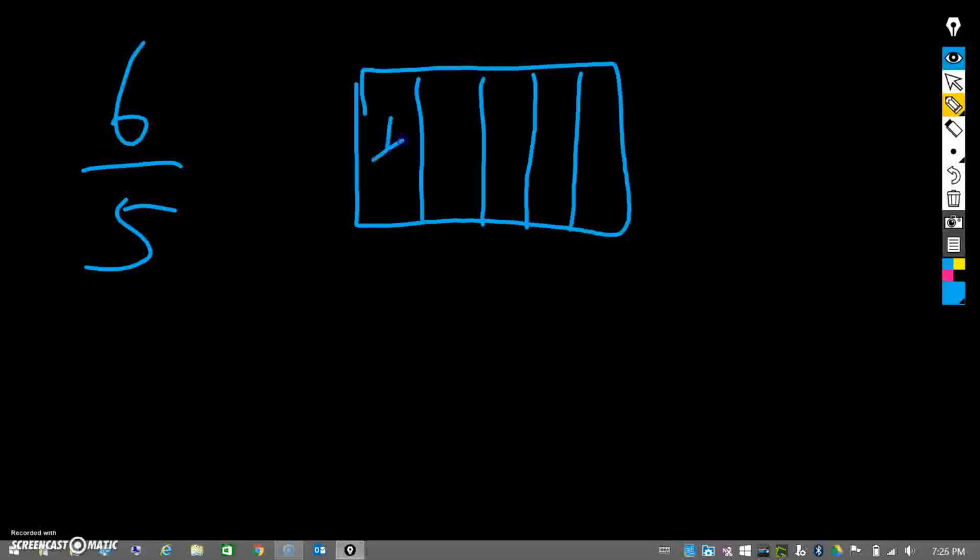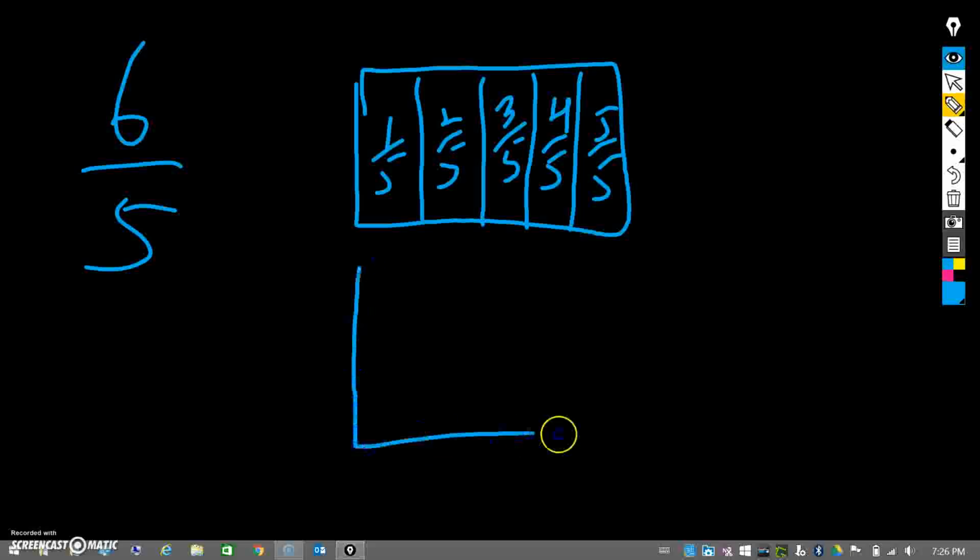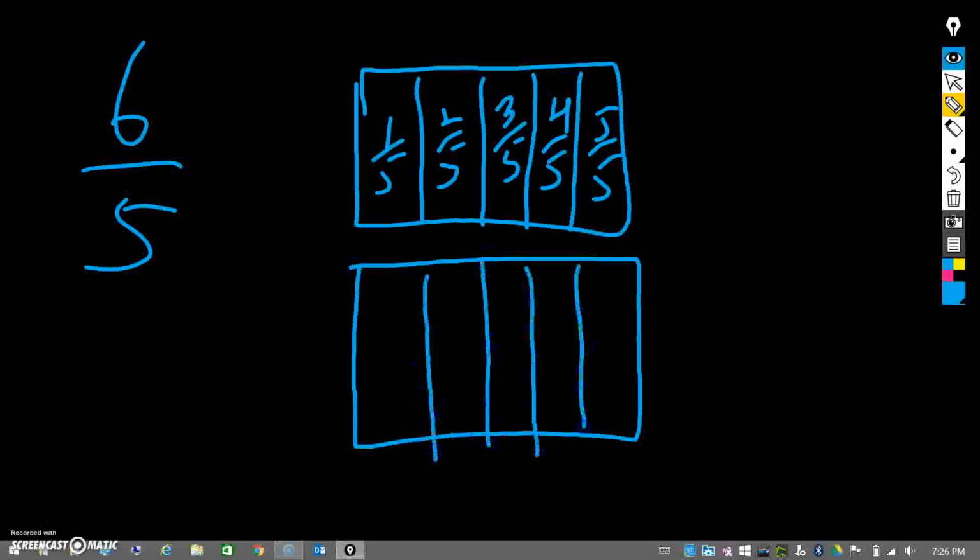So here's 1/5, 2/5, 3/5, 4/5, and 5/5. And unfortunately, we need more fifths. So we draw another piece like this, and we divide it into fifths, just like that. And the next one is 6/5. So we don't need to do anything with these others because they're not part of our fraction. They're not shaded in. Okay, so we know that this is shaded, this is shaded, this is shaded, this is shaded, this is shaded, and this is shaded. So that gives us our 6/5.